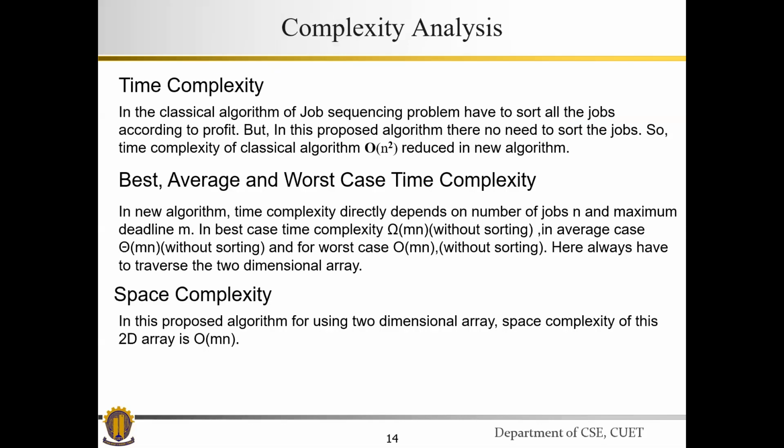Here the time complexity of the classical algorithm is n square, because they have to sort the jobs, traverse all the jobs and put the jobs in the slots. But in our proposed algorithm, best case, average case and worst case, the complexity is mn. The best case is omega of mn, and no sorting is needed. Always we have to traverse the two-dimensional array, so the complexity depends on the number of jobs m and deadline n, and the space complexity is O(mn) because of the 2D array.